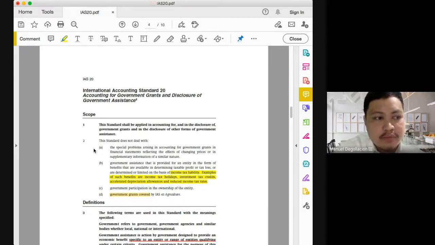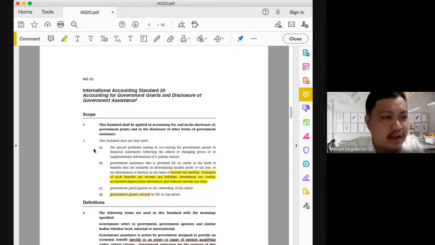Okay, but we can actually expand our understanding of government assistance, class, so that it could actually be grouped into three. Okay, that we could split government assistance into three. Again, the broad concept here is government assistance. Okay, and a government assistance can be a government grant. Okay, another group of government assistance could be those that will only require disclosure. Okay, and the third group would be those that will not require any disclosure.